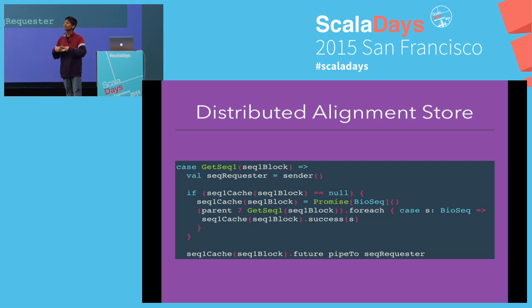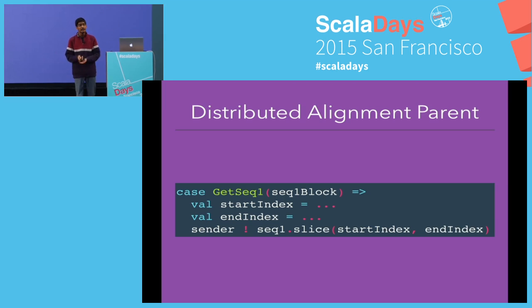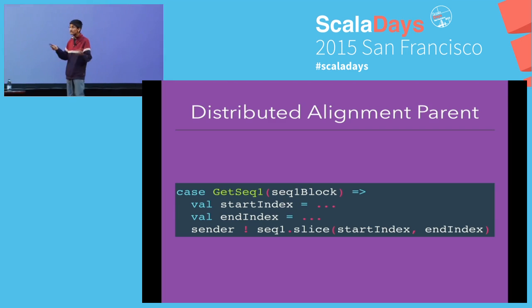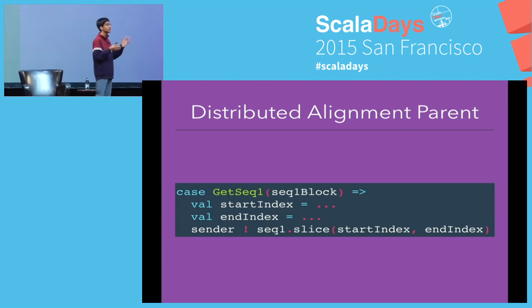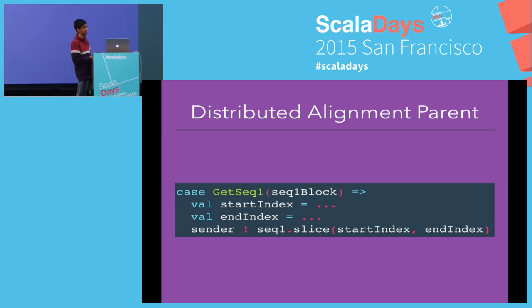What we want to do is we want to see, has a request already been made? And then listen to when that request is finished. So here, if we haven't even made a request, then we form a request. And then we take that request, get the future out of it, and pipe the result to the requester. In distributed parent, what we do is we calculate the start and end indexes of this sequence that we need to send back to the store. And since Janalgo biosequences are just plain old Scala index sequences, we can use slice to get that section. So we don't have to do any fancy stuff to get those sections. We can just use all of the Scala collection functions we're comfortable with.